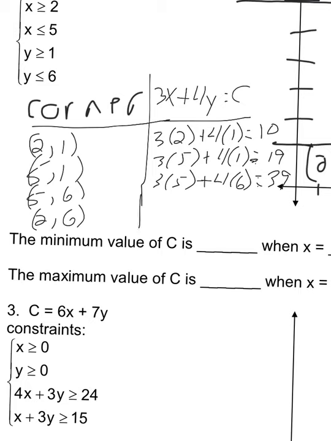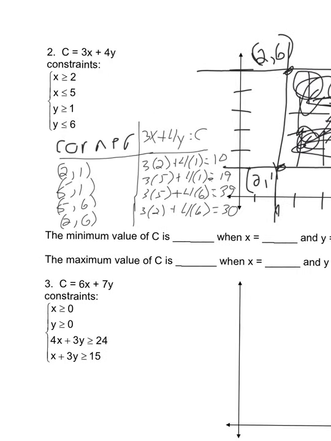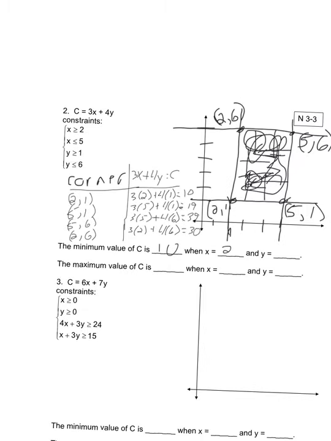And lastly, I've got 3 times 2 for x, plus 4 times 6 for y. 3 times 2 is 6, plus 4 times 6 is 24, so that is a total of 30. So we go back to it. Now we look at those numbers we just created. The minimum value, the smallest I had, was 10, and that occurred when x was 2 and y was 1.